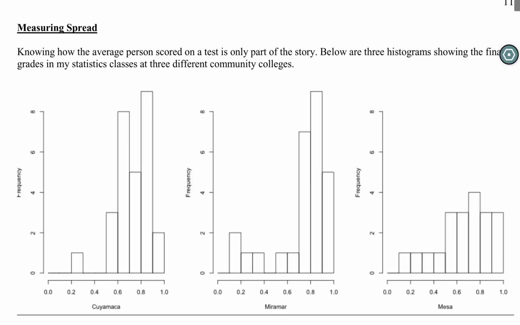The last thing we need to tackle in 2.4 is our measurements for spread. First thing I do is have this series of histograms showing final scores for my statistics classes from Cuyamaca, Miramar, and Mesa one semester when I taught at all three schools, and I taught them all statistics using the same tests. So they should have been fairly similar distributions across the classes, and we can see we don't have that.